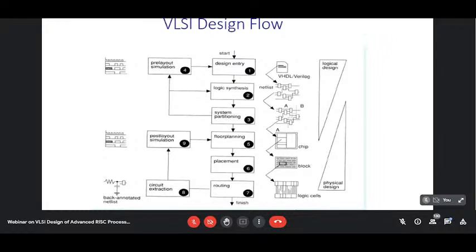After planning the floor, that means after planning the silicon area, how they'll be placed and how they'll be routed, that means how they'll be interconnected, then you get the circuit extraction. Again, do the simulations by generating some test patterns and check whether it's working properly or not. So it's a huge process. Now, the entire thing has been automated.